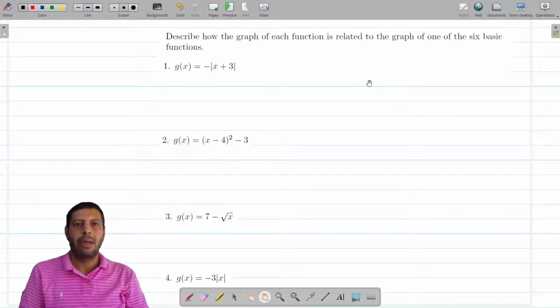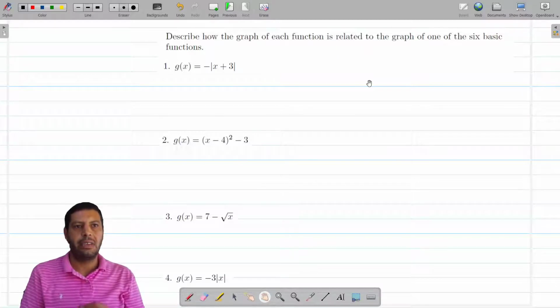Welcome to this new activity about graph transformation. The question here is: describe how the graph of each function is related to the graph of one of the 6 basic functions. The first one is g of x equals negative absolute value of x plus 3.